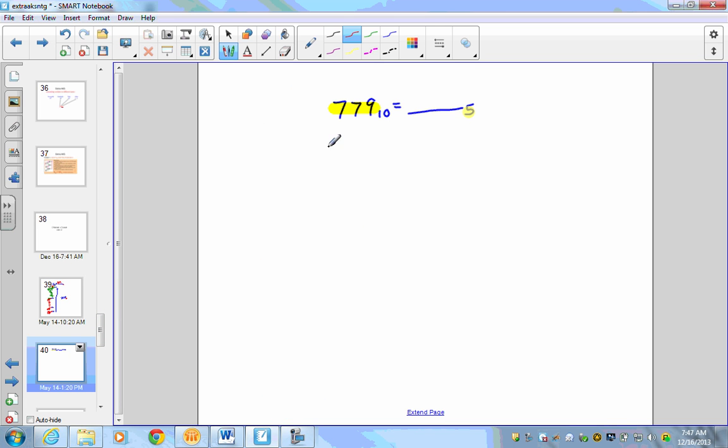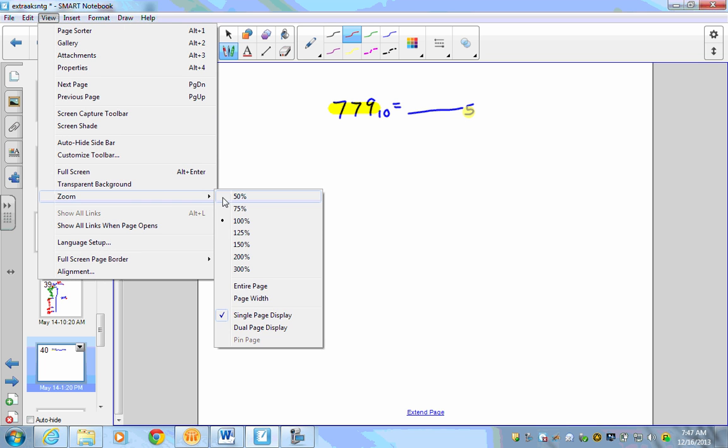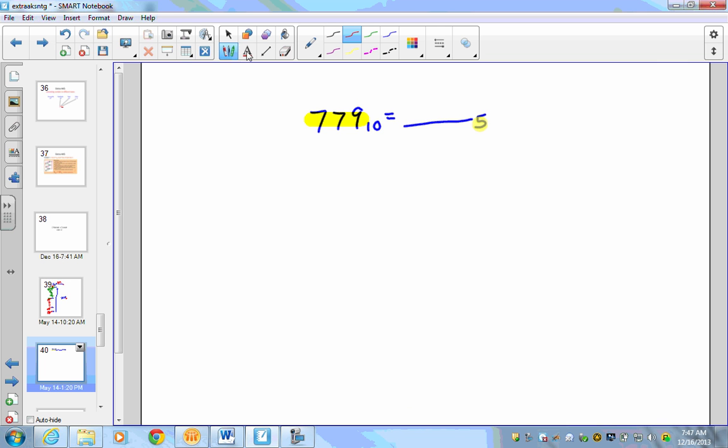Let's try another one. So we have 779 base 10, and we're looking to convert that to base 5. All right, so let me zoom back in. There we go. I'm going to go ahead and start dividing, and I'm going to write it over here so I have a little more space. 5 divided into 779. That's 1, 5, 2, 7. Now, of course, you can always speed up the video if you want to. So that'll be 5. Remainder 4.